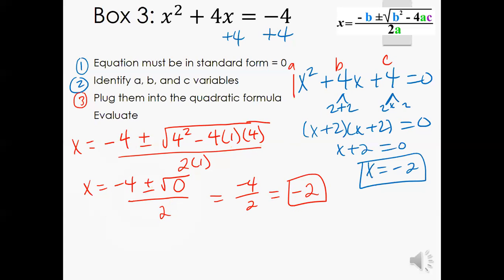Okay. So again, the quadratic formula is our catch-all. If you weren't good at factoring, if you weren't good at completing the square, hey, here's your friend. The quadratic formula.